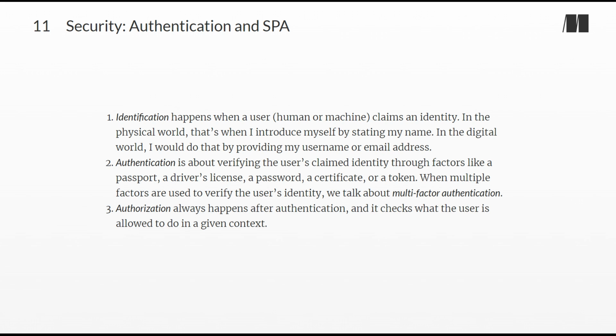2. Authentication is about verifying the user's claimed identity through factors like a passport, a driver's license, a password, a certificate, or a token. When multiple factors are used to verify the user's identity, we talk about multi-factor authentication. 3. Authorization always happens after authentication, and it checks what the user is allowed to do in a given context.